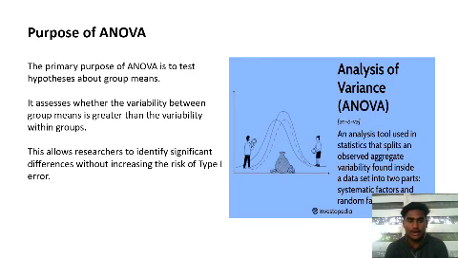Purpose of ANOVA. The primary purpose of ANOVA is to test hypotheses about group means. It assesses whether the variability between group means is greater than the variability within groups. This allows researchers to identify significant differences without increasing the risk of type 1 error.